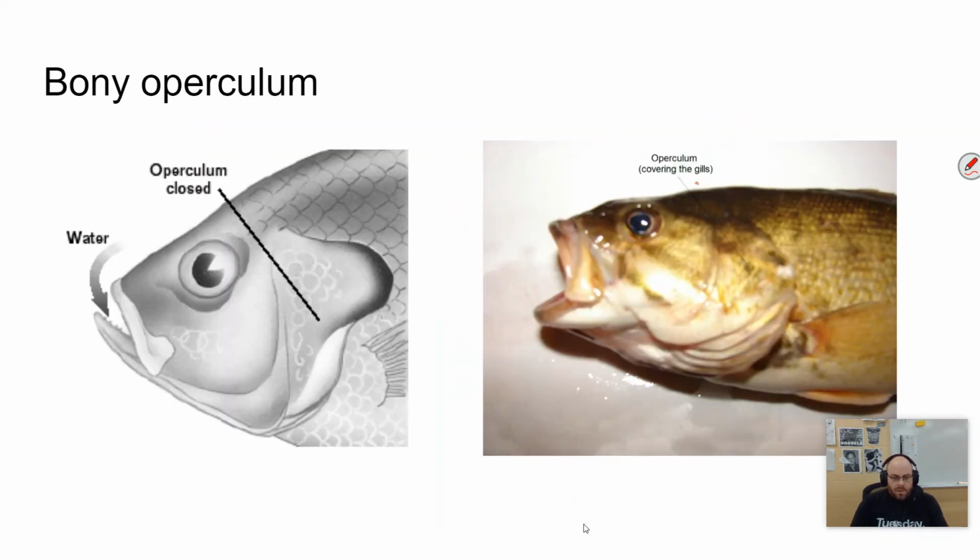They have something called a bony operculum, and the operculum covers the gills. So when you look at the side of this bass here, you can't see its gills because they're underneath the operculum. And the operculum is attached to muscles, which can fan the gills, which increases the efficiency of respiration of this particular type of fish.